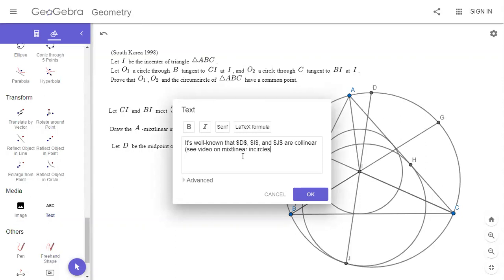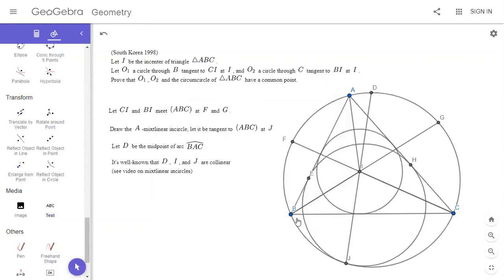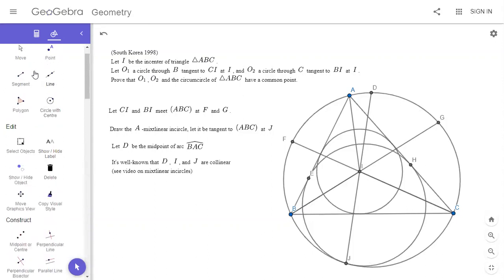All right, and once we know that, I claim that B, I, and J is the circle O1. I can prove that by an angle chase. So I'm just going to draw in BJ and CJ. Angle BJI is angle BJD, which is half of arc BAC, and then we can use an angle chase to show angle BIF is that same measure.